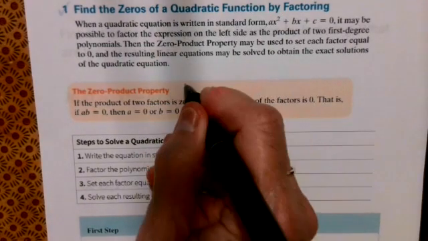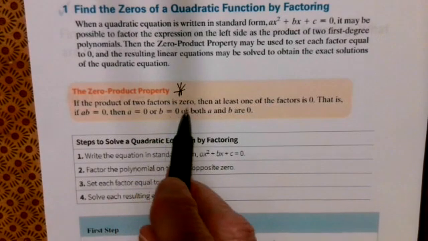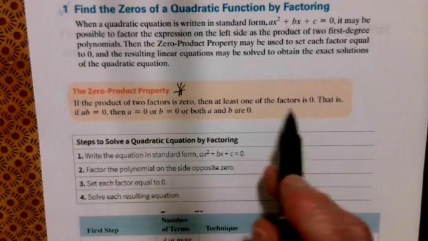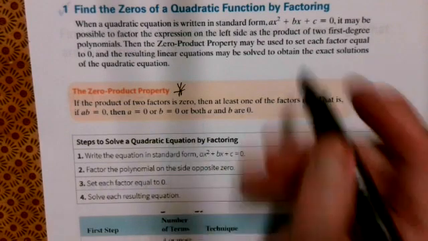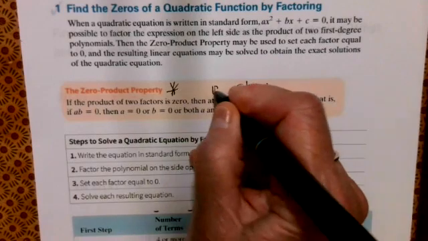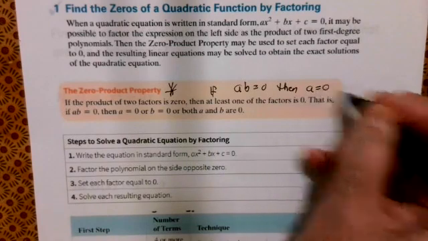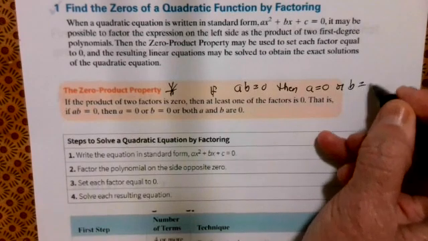So we're going to be using this property, which says if the product of two numbers is 0, then at least one of the factors is 0. That is, if AB equals 0, then A equals 0 or B equals 0, or both.